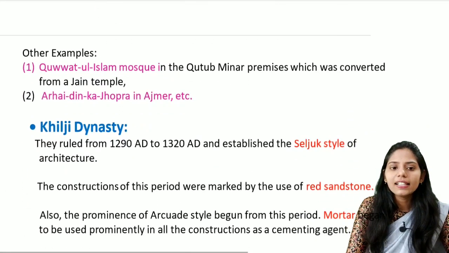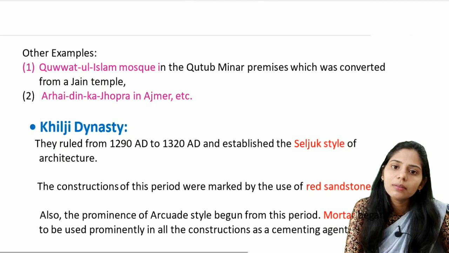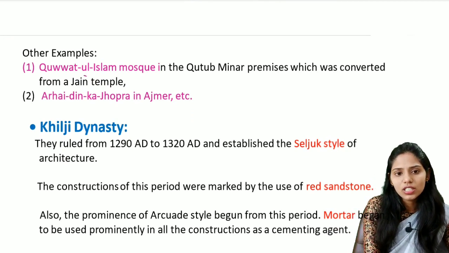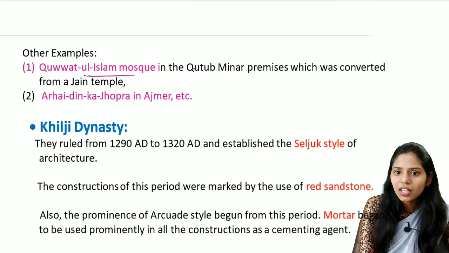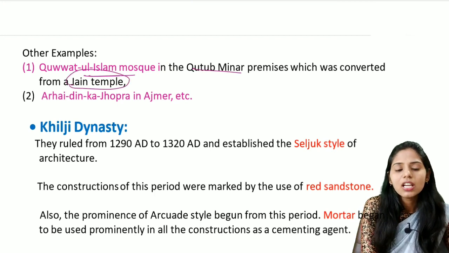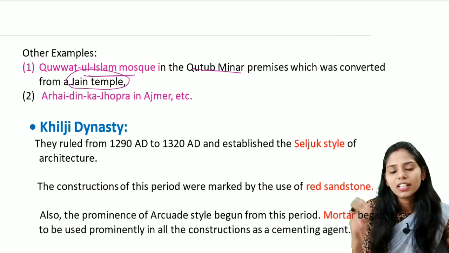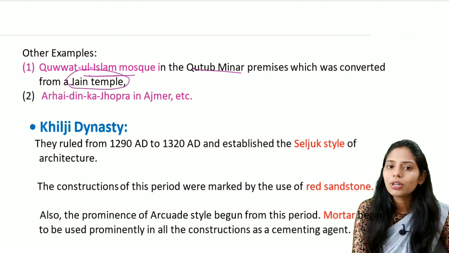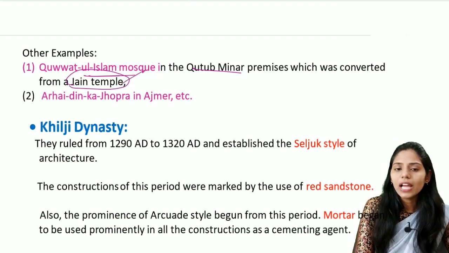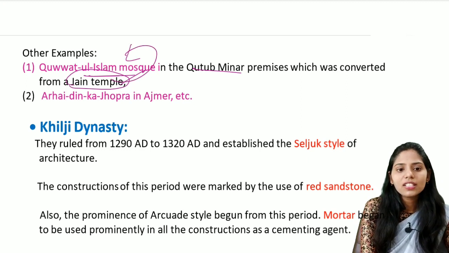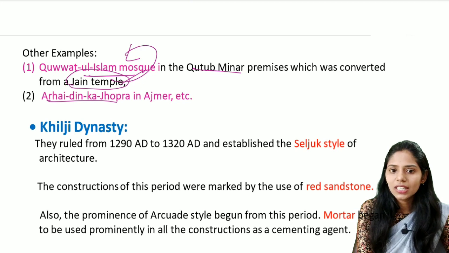And let us see the other examples of the Mamluk style of architecture. The first important one is the Quwat-ul-Islam Mosque in the Kutub Minar premises, which was converted from a Jain temple. So already I said that there are some Hindu structures present and they were converted, or the remodeling was happening during this period. First of all, there was a Jain temple and it was converted into the Quwat-ul-Islam Mosque. And the next one is Arai Din Ka Jhopra, which is present in Ajmer.